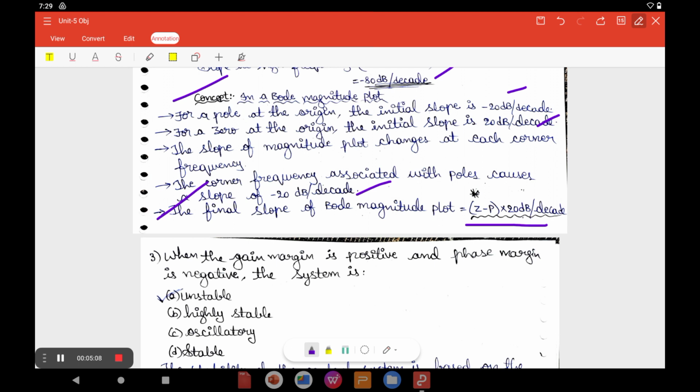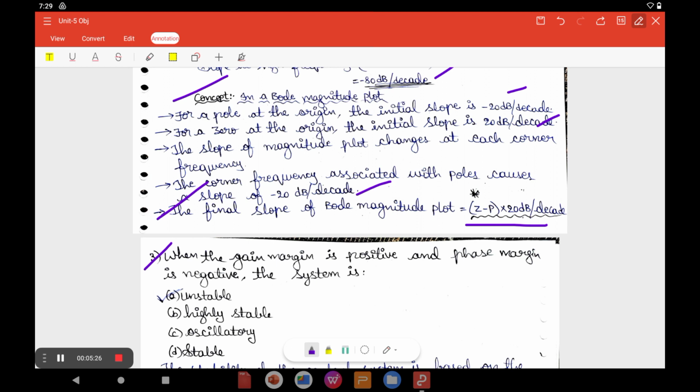Suppose you go for the zero: a zero produces plus 20 dB, and a pole produces minus 20 dB. Suppose zeros are greater than poles, meaning z minus p is positive, then there is a possibility of plus 20 dB per decade. So that is question number 2.